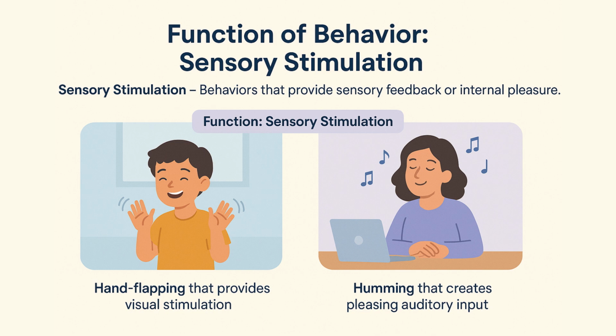Rather than just focusing on stopping a behavior, identifying its function allows for teaching more appropriate behaviors that serve the same purpose. For example, if a child hits others to get attention, teaching them to raise their hand or use words to request attention provides an appropriate alternative that serves the same function.